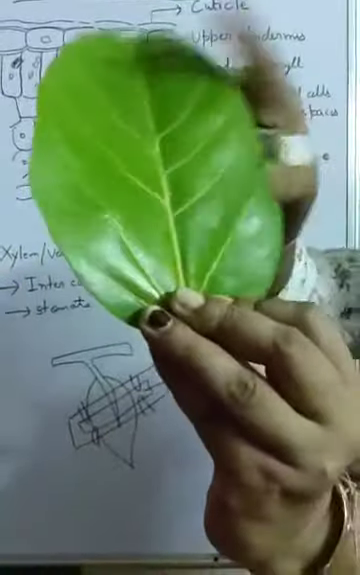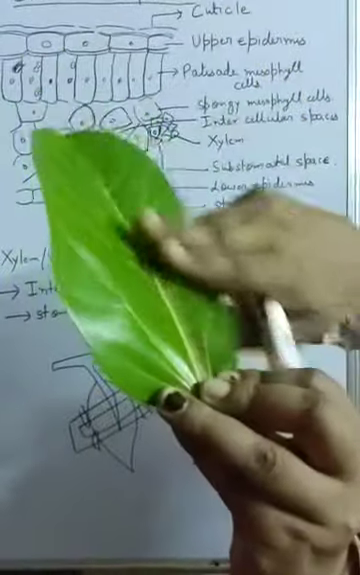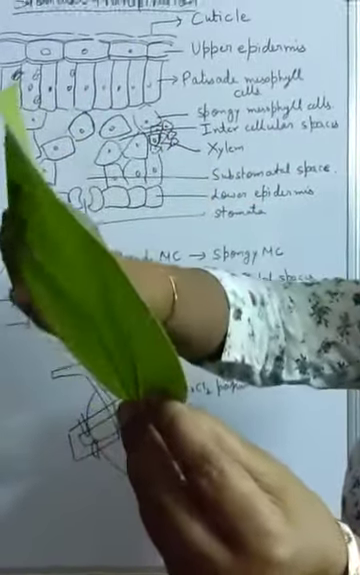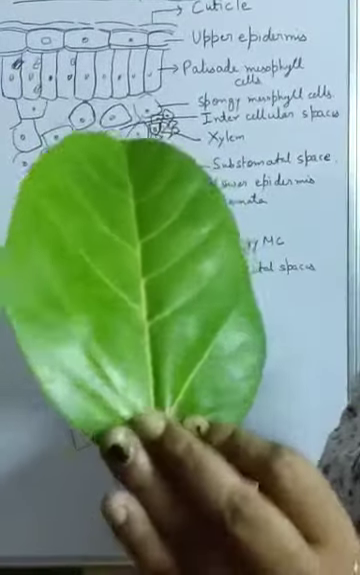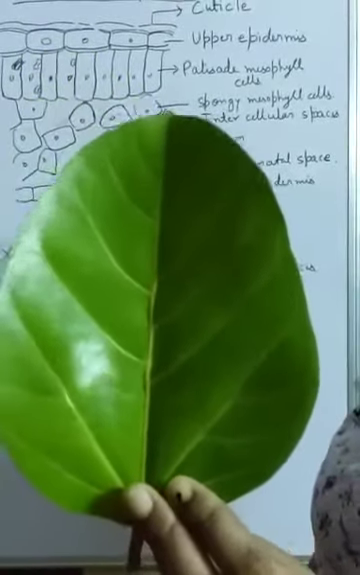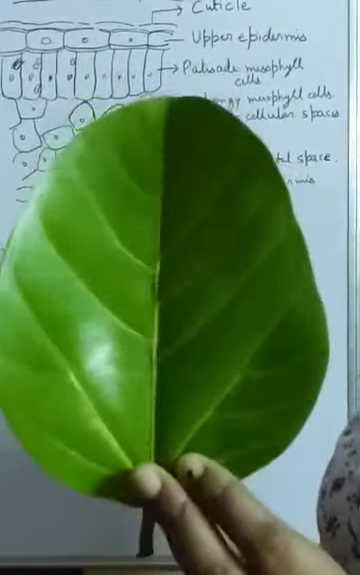You can clearly see leaves. It has got two sides, upper side, lower side. So the upper side is called upper epidermis, the lower side is called lower epidermis. You can see upper side is darker than the lower side. Upper side is dark green, lower side is light green. In any leaf you can see this thing. Upper side is always darker.